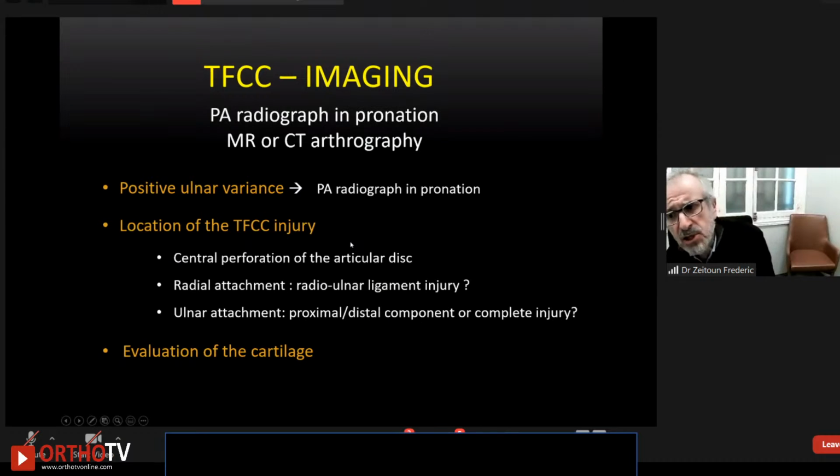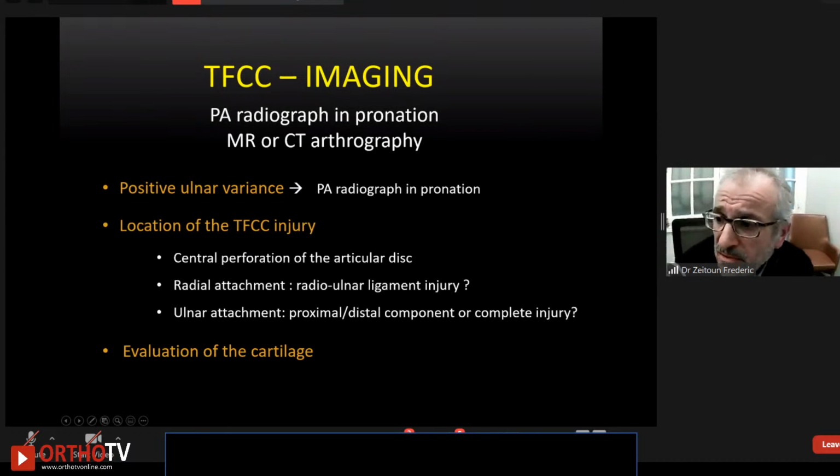The radiological assessments always include radiographic images with a frontal view in pronation and may include, depending on the case, a CT arthrography or MR arthrography or just MRI. We will look first for positive ulnar variants. If the lesion concerns radial insertion, it is necessary to specify whether it also concerns the ligaments or if it only affects the disc, it's important. And if it's on the ulnar side, does it concern the proximal or the distal component or both of them? Of course, it will be necessary to evaluate the articular cartilages.